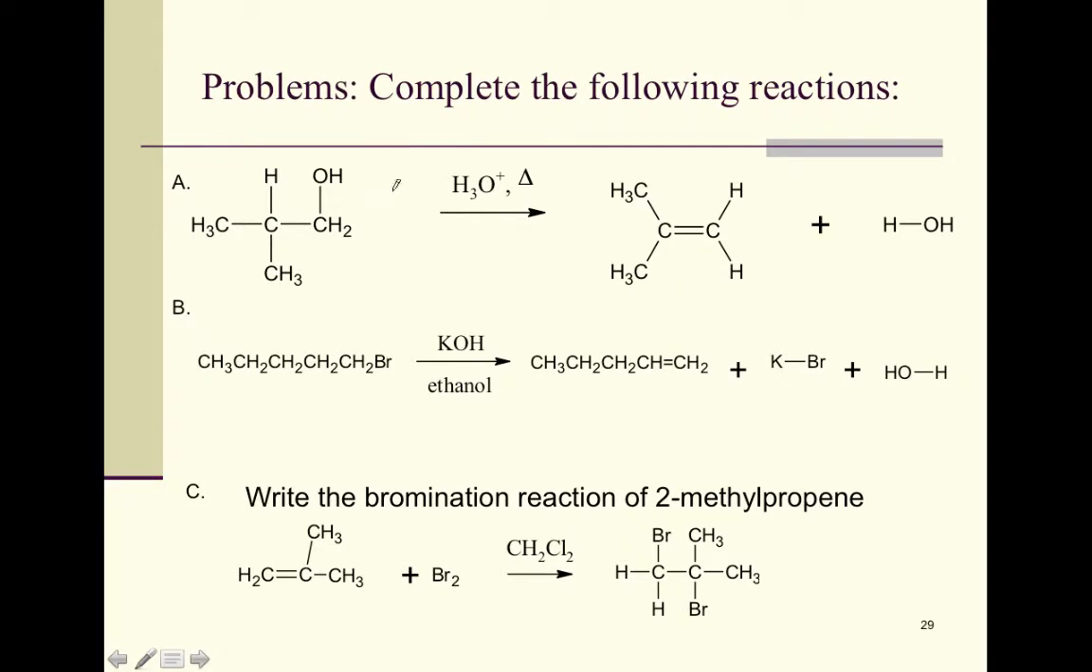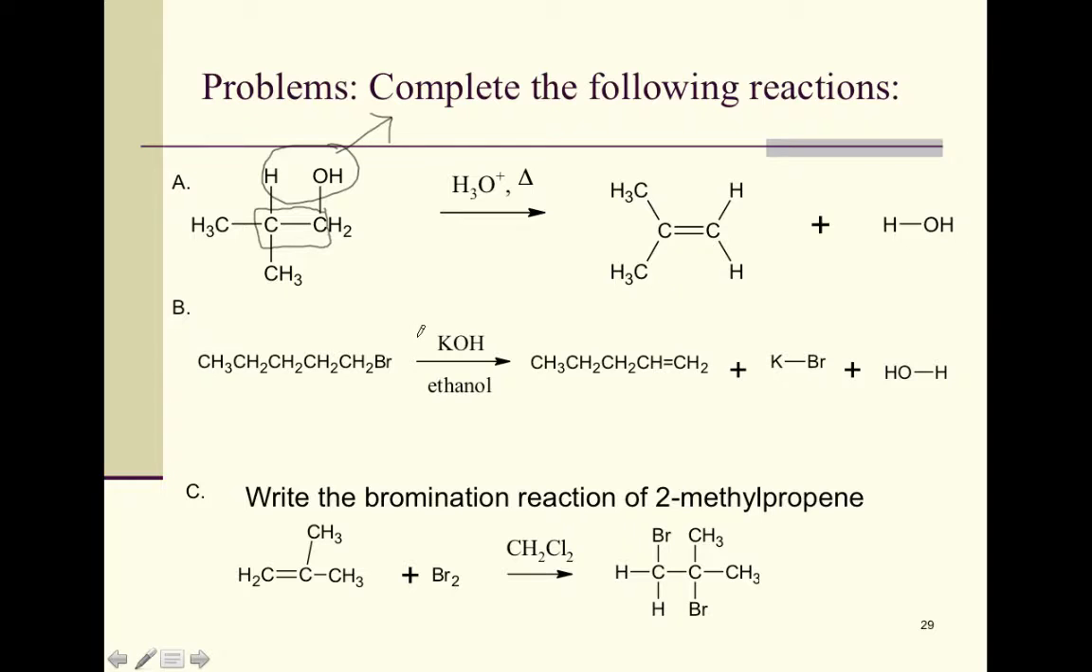For letter A, we have the start of an elimination reaction. In fact, it's a dehydration. It's these two carbons here. They're going to form the carbon-carbon double bond, and this will be our loss of water. The carbon-carbon double bond is going to form here because this carbon does have an available hydrogen. So we have an alkene formed with water, dehydration.